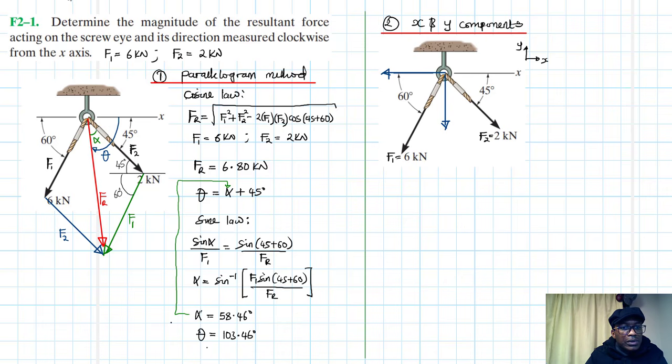Alright, and then let me use green for that. Doesn't matter which color you use. So F1, I'm going to have a component like so. I will have a component like so, and then I'll have another component like so. This is my F1. F2, I'll have a component like so, and another component like so.